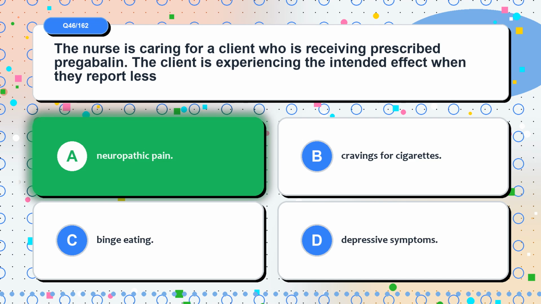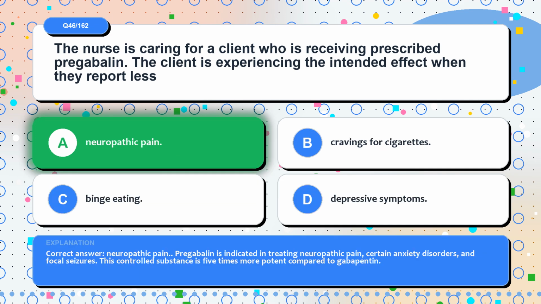The correct answer is option A, neuropathic pain. Pregabalin is indicated in treating neuropathic pain, certain anxiety disorders, and focal seizures. This controlled substance is 5 times more potent compared to gabapentin.